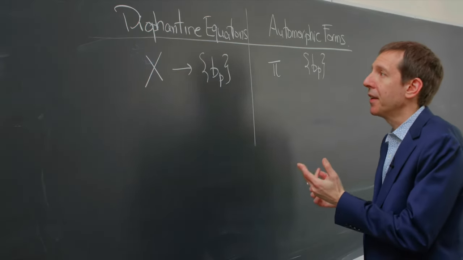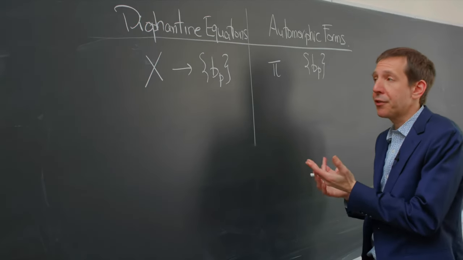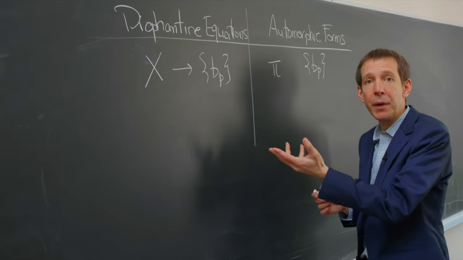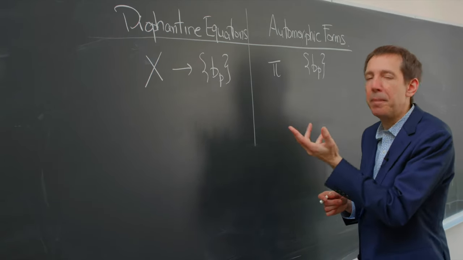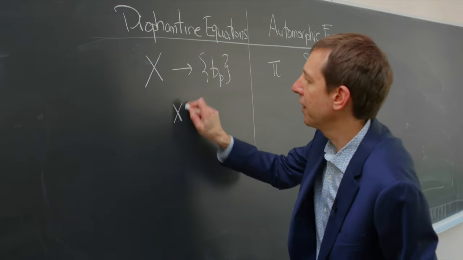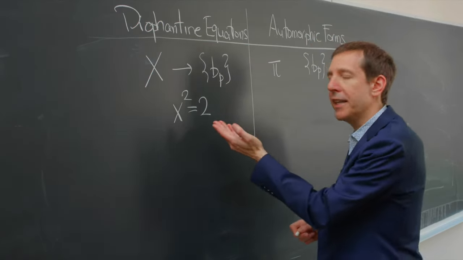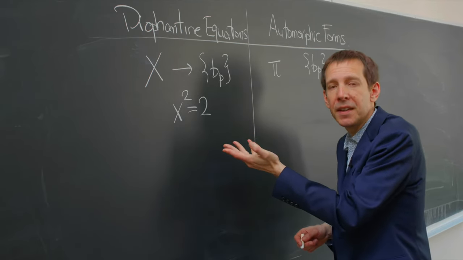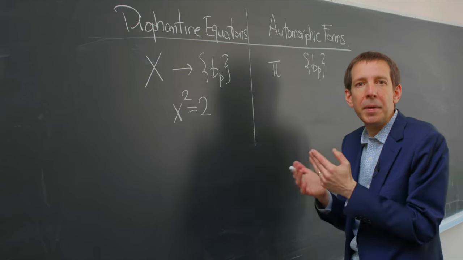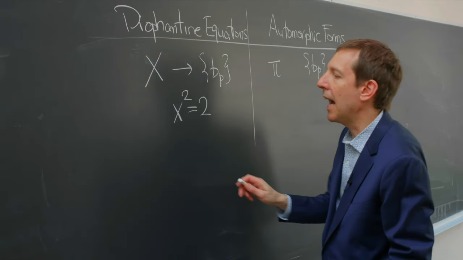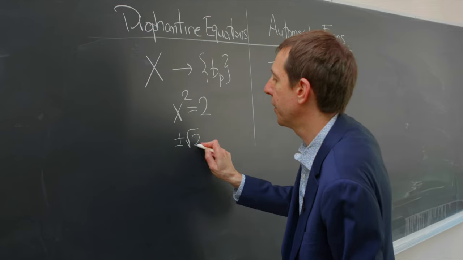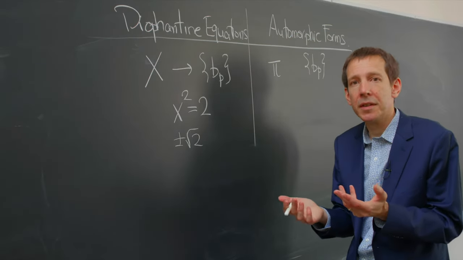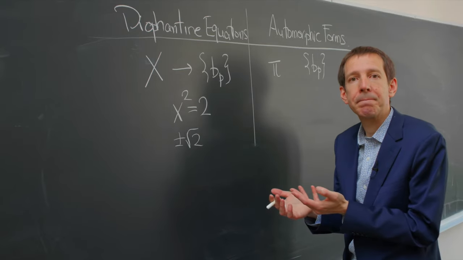Now on both sides, there are a set of natural invariants which should match up on both sides. For example, for a Diophantine equation, you can take the primes of bad reduction. For example, if you take the equation x squared equals 2, this behaves badly at the prime p equals 2. This reflects the fact that p equals 2 is the only prime for which the two solutions, plus or minus root 2, somehow become the same modulo 2, but not modulo any other prime.